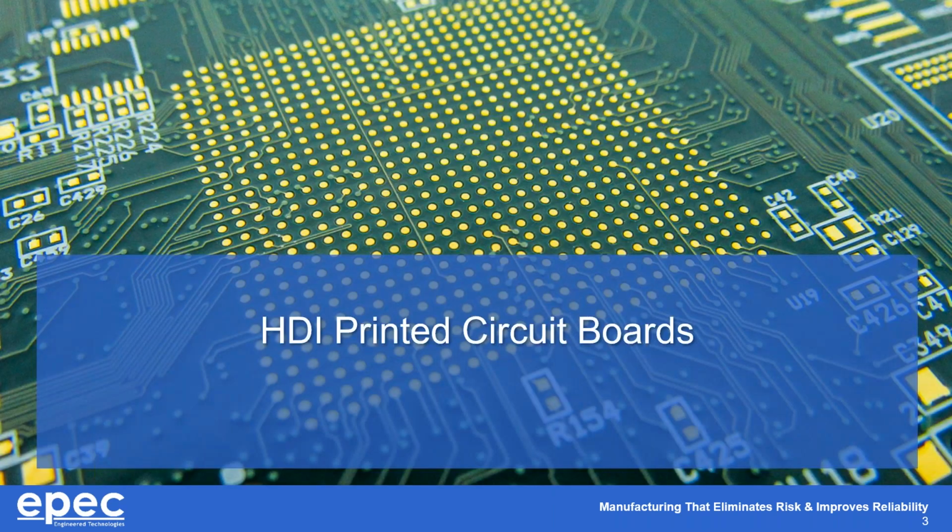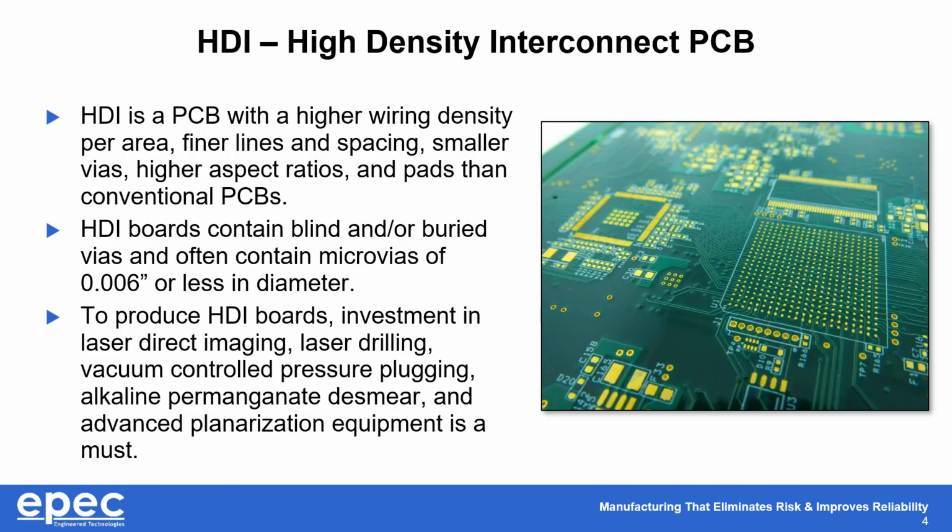So to start, we're going to do a couple of definitions, and many of you are well aware of what these terms mean. But really, we're here to talk today about high density printed circuit boards, right? And usually these parts contain blind and/or buried vias and micro vias of 6 mils and less in diameter.